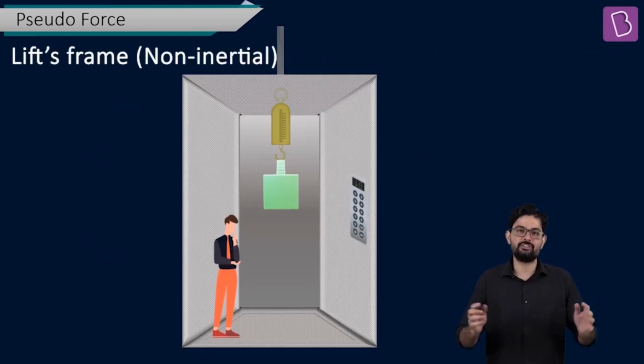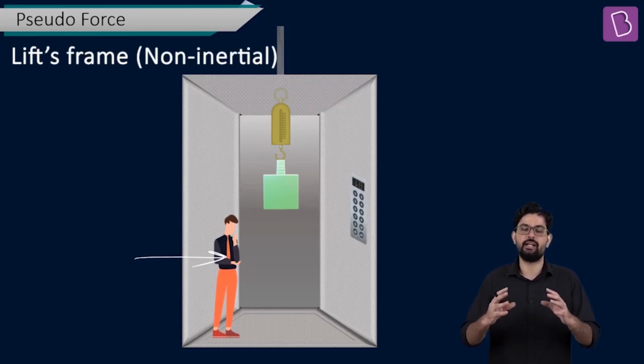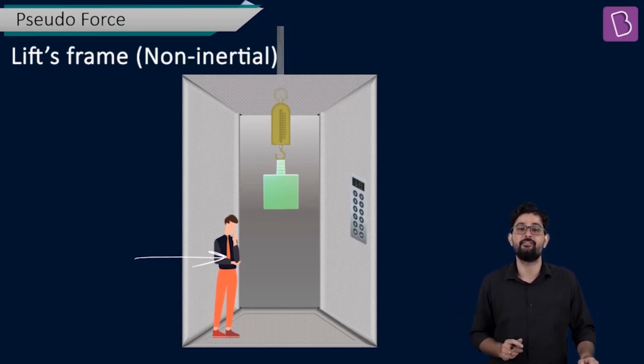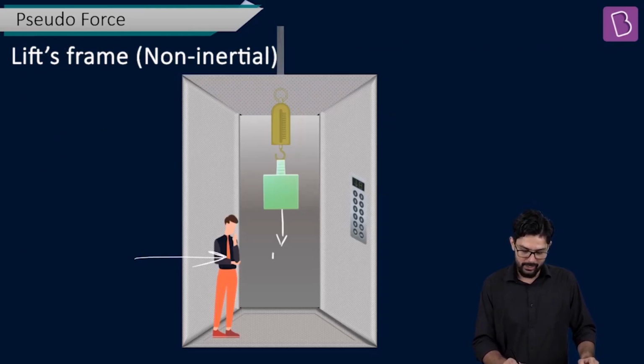We will go to the lift's frame. So the person that you see here will observe the block that is hanging from this spring balance with respect to this person. So what will he observe? He will see that there is a gravitational force acting on it, and how much is it? This will be the real weight, that is 120 into g. And there will be a spring force developed, which is given as 80 g.